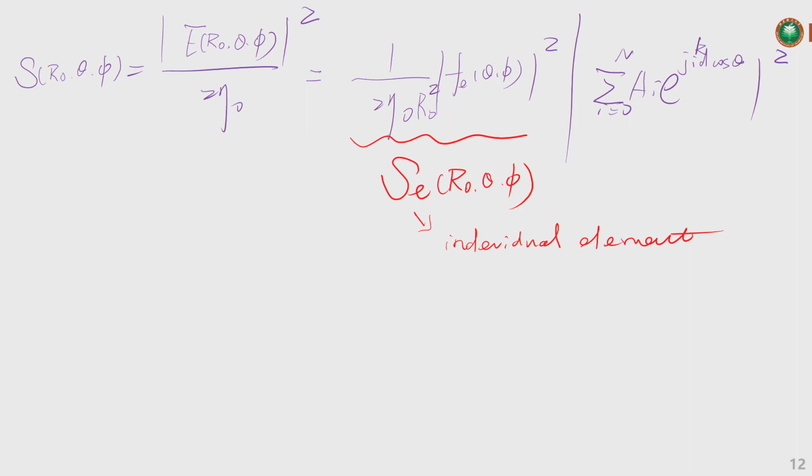Then we have another part, this part. Each element has its individual radiation, and this part should be the integration of them, right? So it is called the array vector.